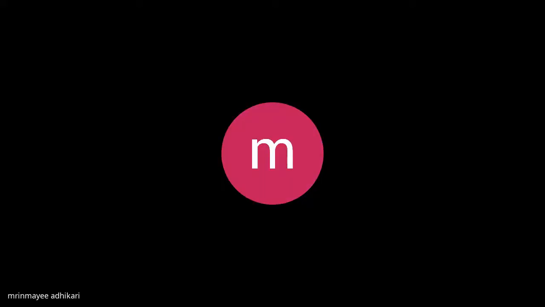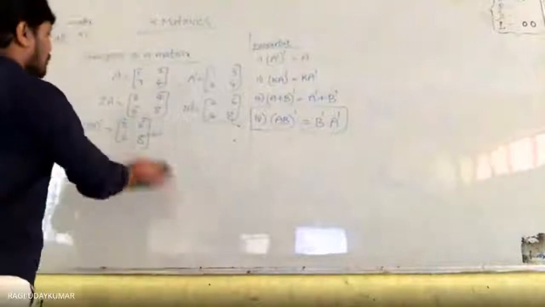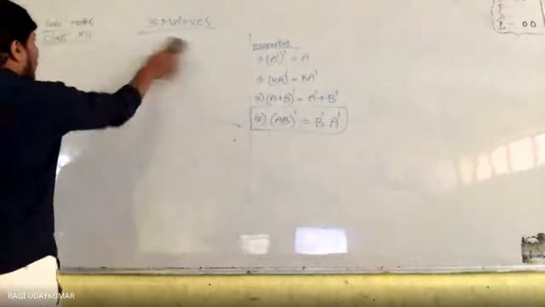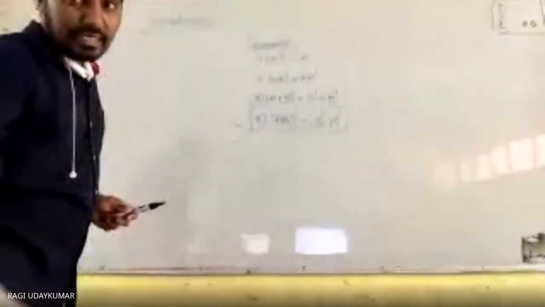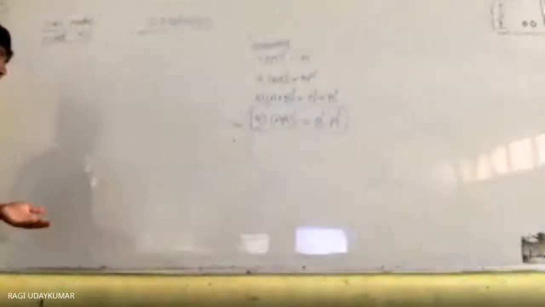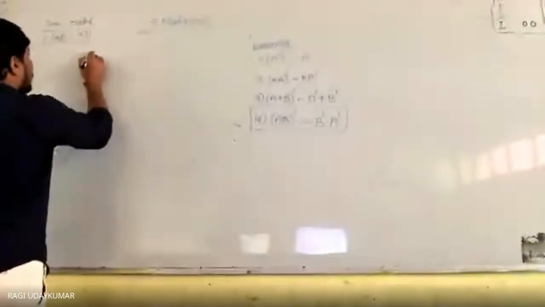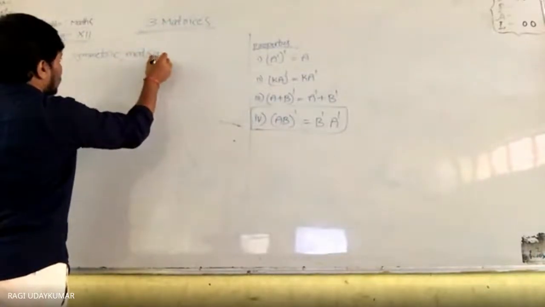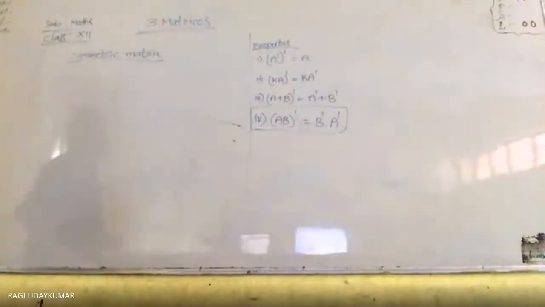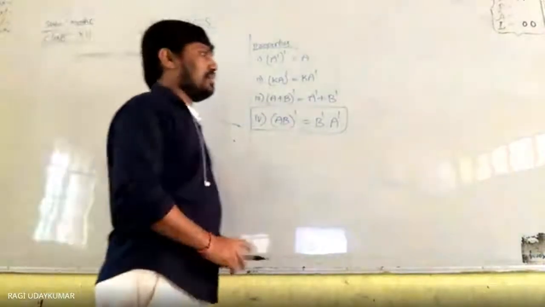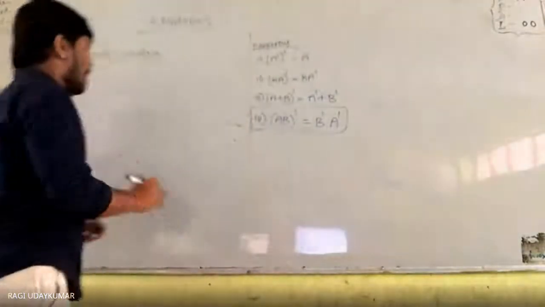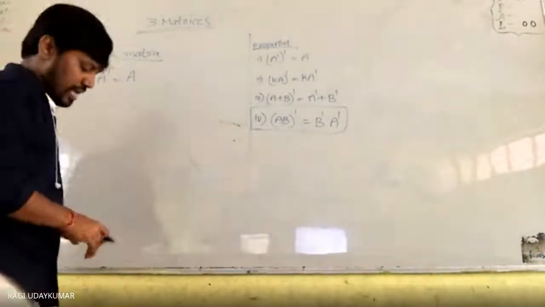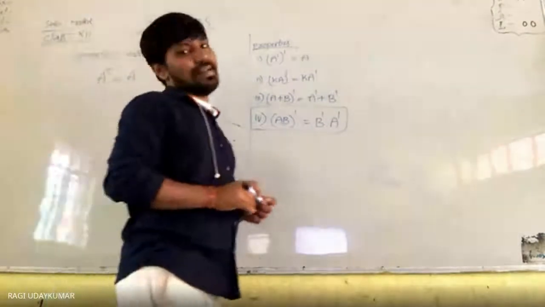Okay. So now, based on the transpose of the matrix, we have two types of matrices. Types of matrices: the symmetric matrix and the skew symmetric matrix. Symmetric matrix. If the transpose of a matrix is equal to itself, if A transpose is equal to A, then that matrix is called a symmetric matrix.